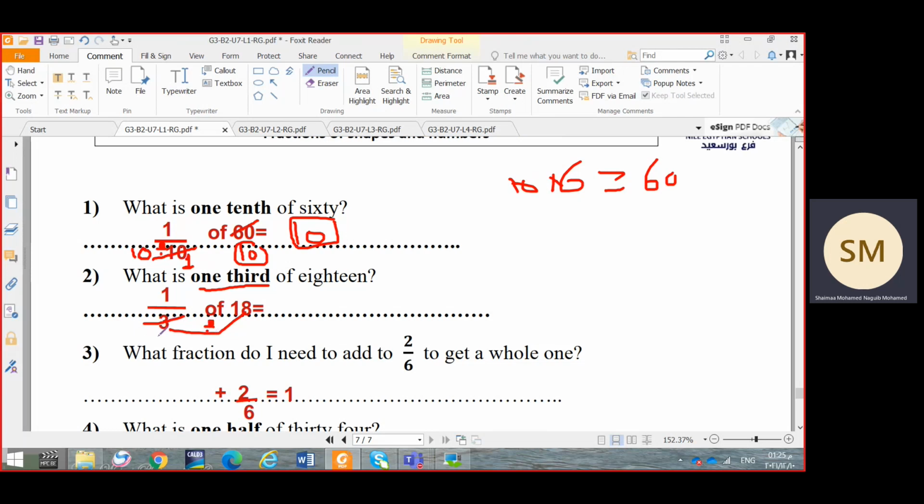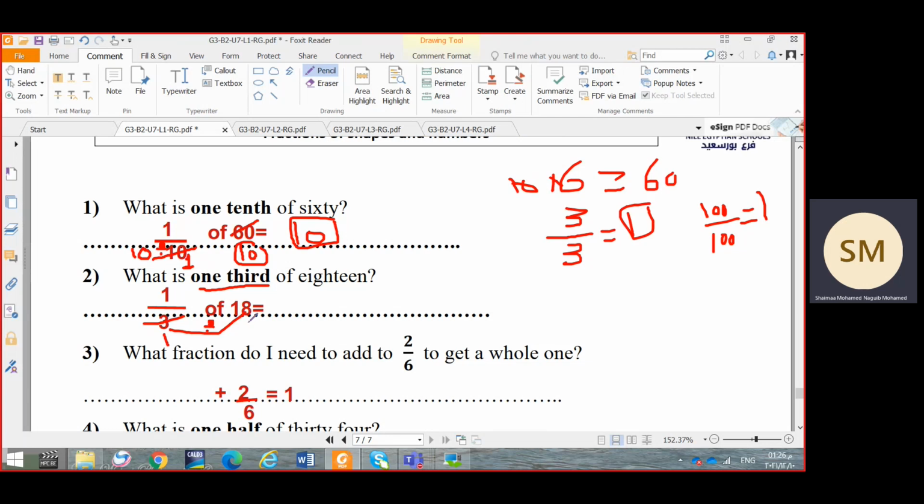So I will divide on the denominator, okay, and I will multiply it. In other questions, I will tell you 3 divided by 3 equals 1. Remember that 3 divided by 3, or 3 out of 3, equals 1. Like if I say 100 divide 100, it will be 1. So any number divided by itself will be 1.